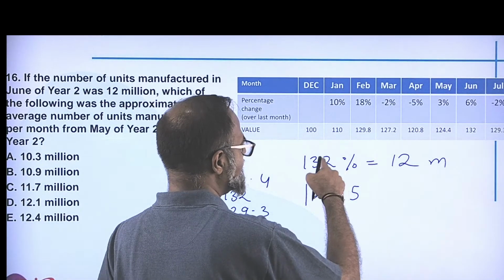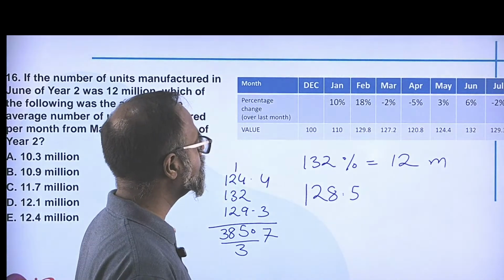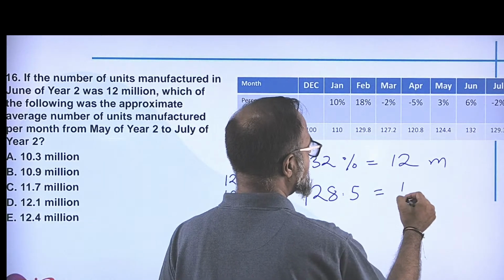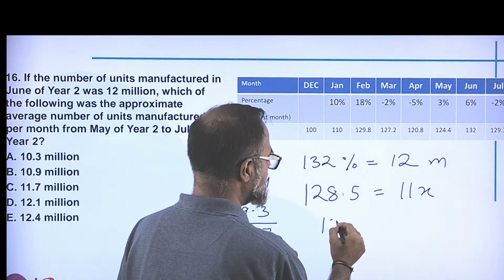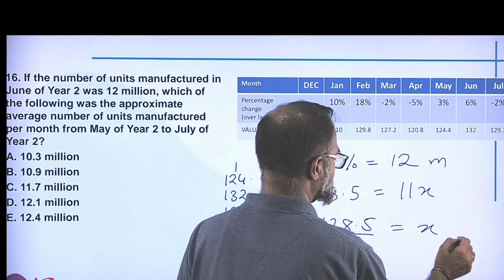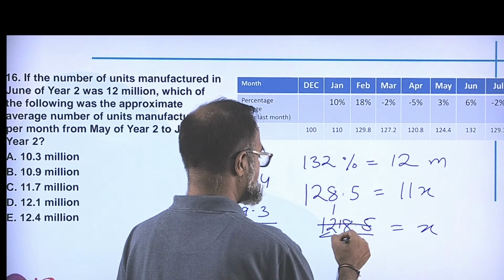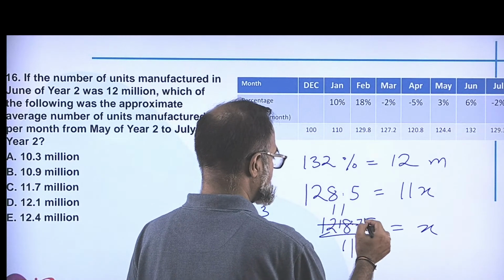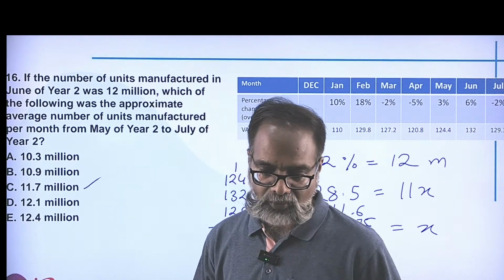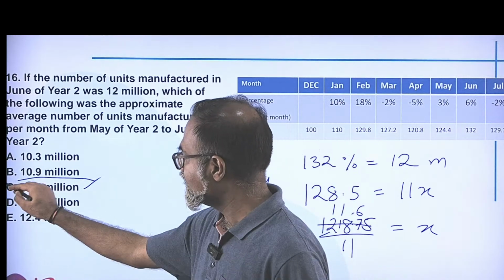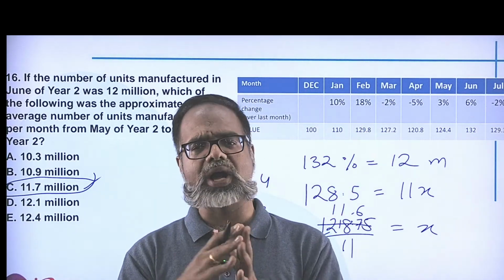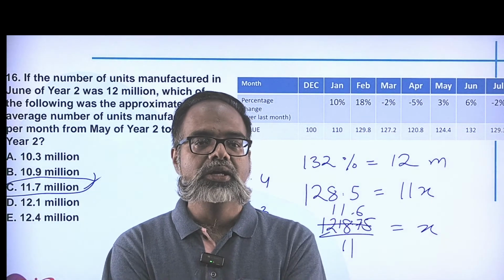So from 12, how do I get 132? Well, 12 into 11. So something into 11 will be equal to this. So ultimately, I just need to do 128.5 divided by 11 to find the value of x. So 11 ones are 11, 11 sixes are 66. So 11.6 or closest value 11.7. So 11.7 million. Easy. None of the options were too close, so I can just round off the figures. Got this one as well.